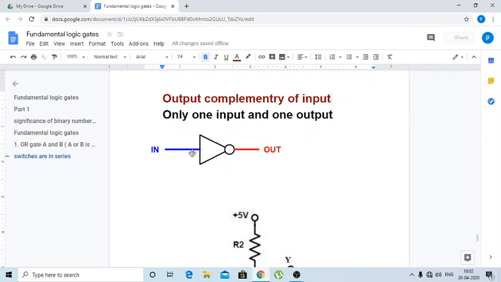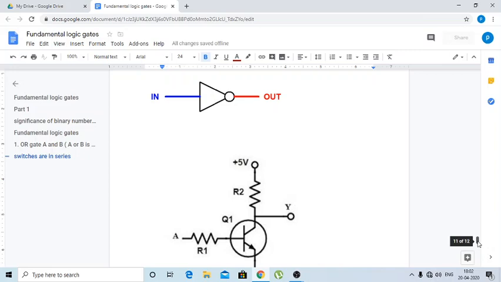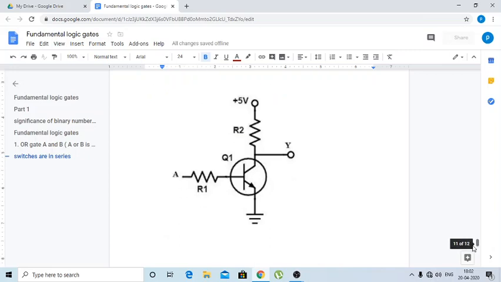This is the input, and like the junction diode symbol, at the place of the cathode, we have a bubble here, a small circle. In the NOT gate, we use a transistor in common emitter configuration. This is the transistor in common emitter configuration here.